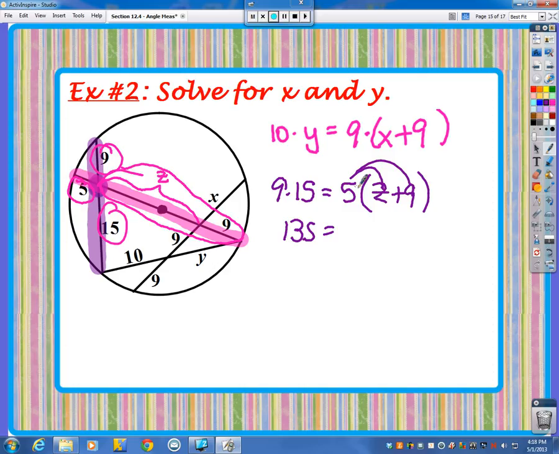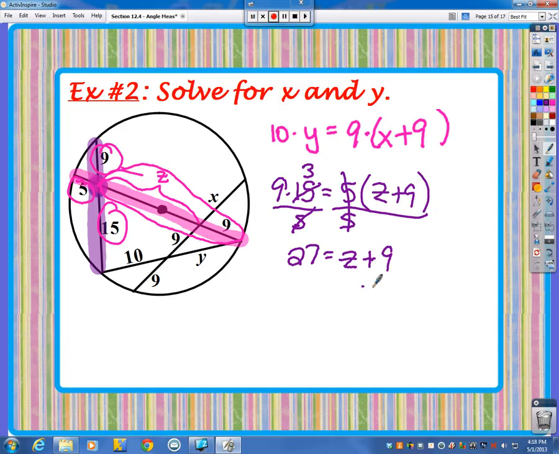Or better yet, I could just divide by the 5. Wow. Let's do something different here. Let's divide both sides by 5. So that 5 will cancel that 15 and leave me 3 left over. So now I just have 9 times 3 is 27 equals z plus 9. Subtract the 9 over, and z is 18.